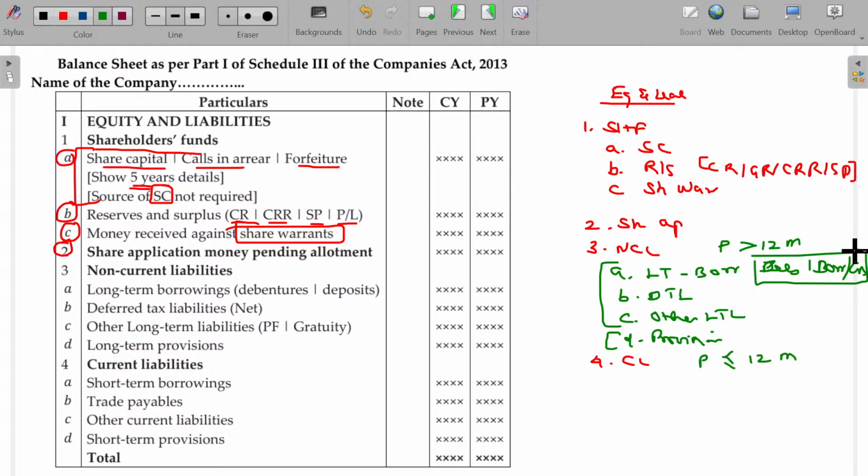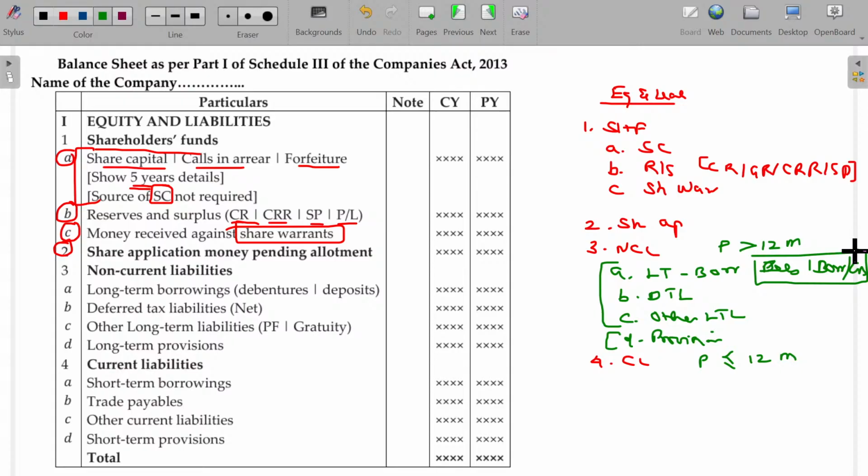And long-term borrowings, deferred tax liabilities and other long-term liabilities. Those things not falling under A and B will come under other long-term liabilities. Deferred tax liability and deferred tax asset, what does it mean? You'll study that under the taxation chapter, the accounting standard for taxation, later on. You still have that chapter to be covered. Okay, no need to worry about that.